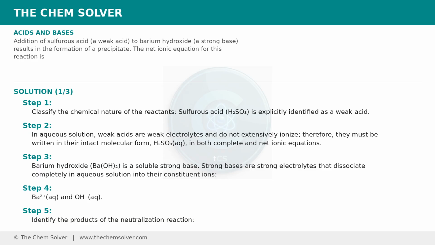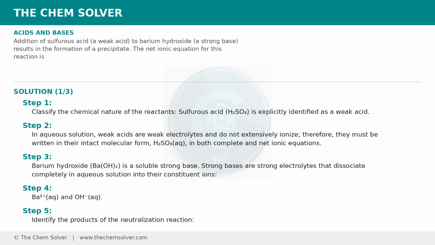Barium hydroxide, Ba(OH)2, is a soluble strong base. Strong bases are strong electrolytes that dissociate completely in aqueous solution into their constituent ions, Ba^2+ and OH^-.